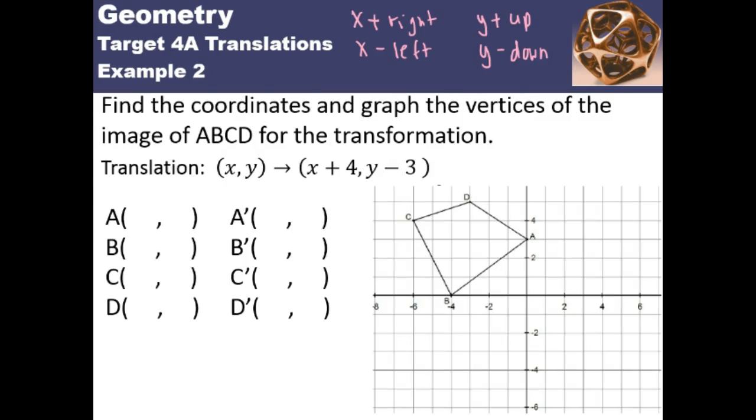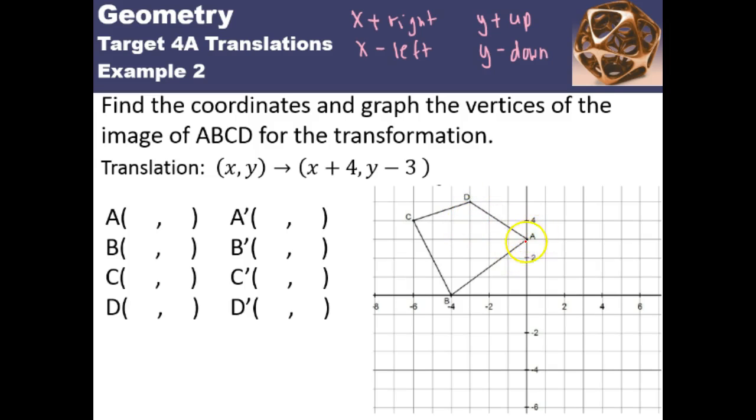Okay, so let's look at problem number 2. This time it wants us to move this whole figure according to what this says. Okay, so there's 2 ways of doing it. There's the just counting method, and then there's plugging in. So I'm going to make sure that I teach you both. So first let's just look at the counting method.